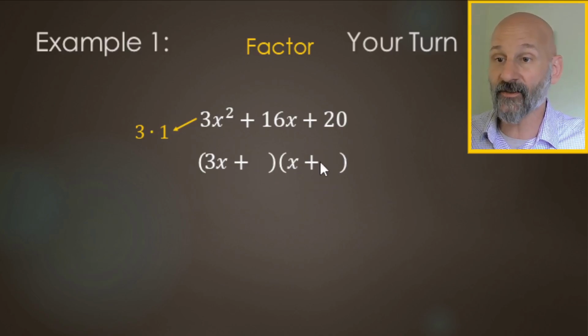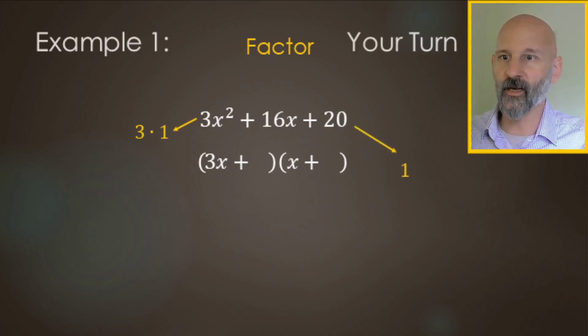And then for our last, our blanks here for guess and check, we're guessing pairs of numbers that multiply to 20 for our last, okay? So that's going to be 1 and 20.